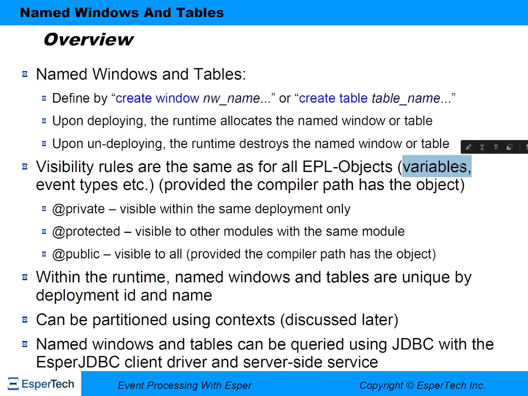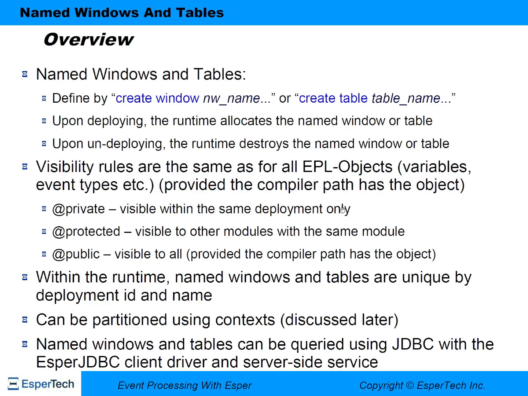The visibility rules for named windows and tables are the same as for all EPL objects, variables, event types etc. Provided the compiler path has the object. Note, since the compiler path defines the EPL objects that the compiler can see.